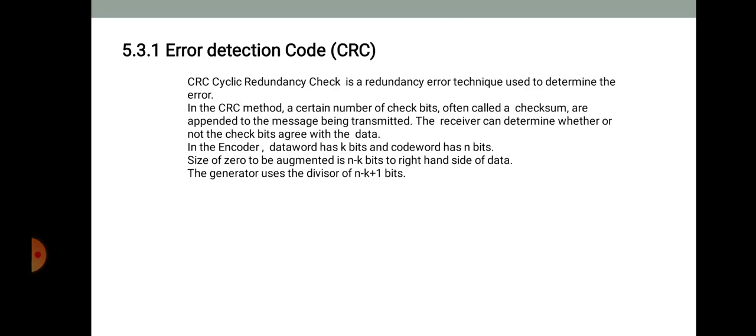Here the first method, or first way, is the error detection code, that means CRC. Error detecting codes are widely used on wireless links, and this technique is more efficient, so it is preferred. The correcting code requires a large number of extra bits to be transmitted.